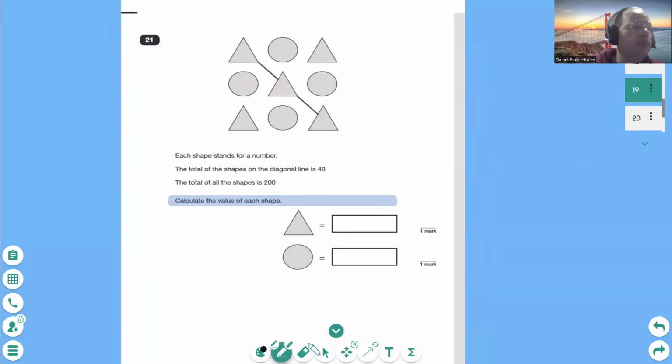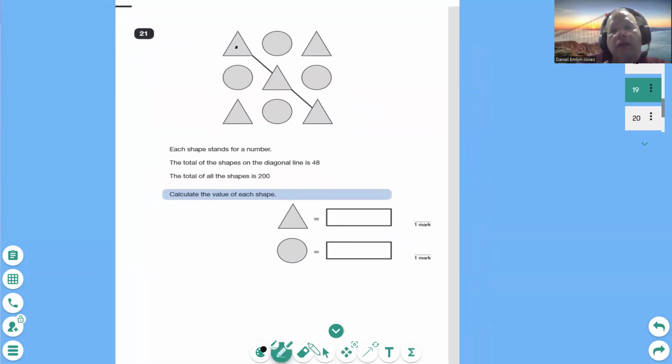Question 21. Ooh, shapes. We like the shapes. Triangles and circles. Each shape stands for a number. The total of the shapes on a diagonal is 48. The diagonal is here, isn't it? That's 48. The total of all the shapes is 200. So we've got to work out a triangle.